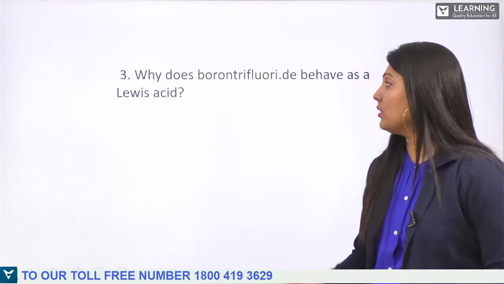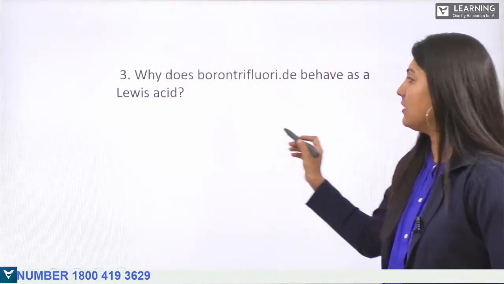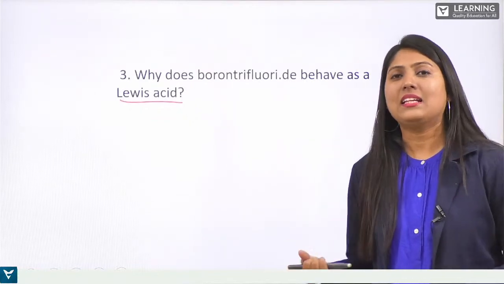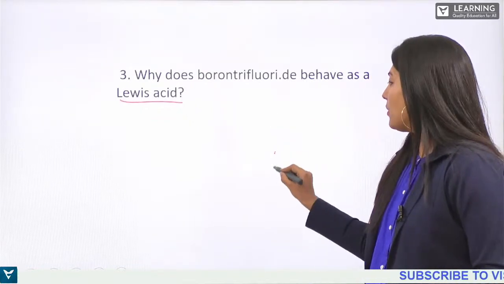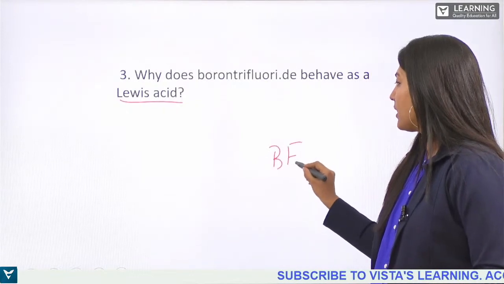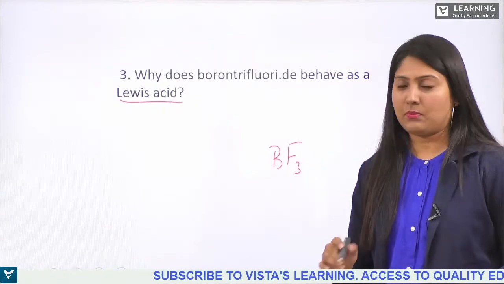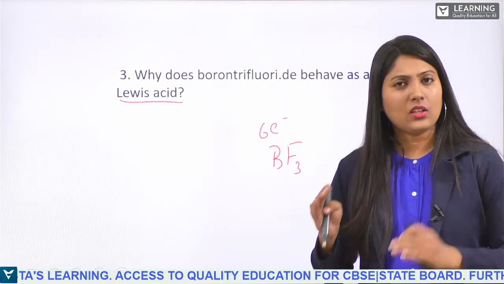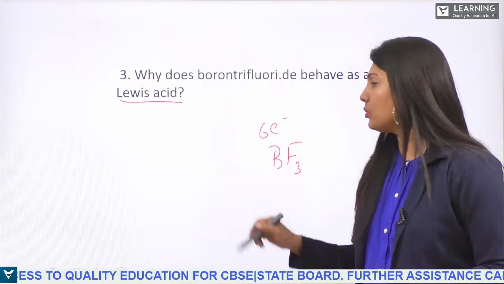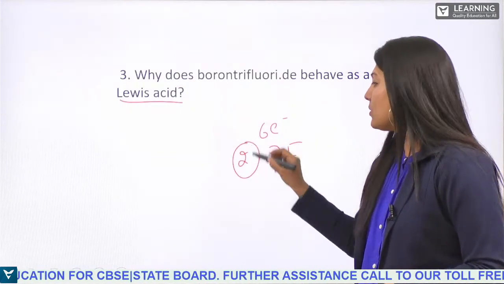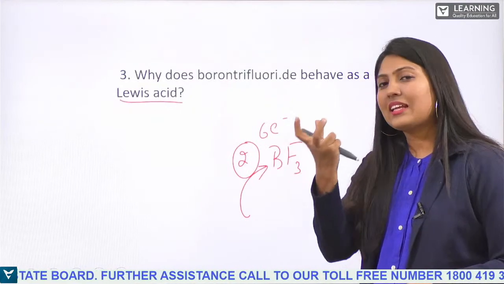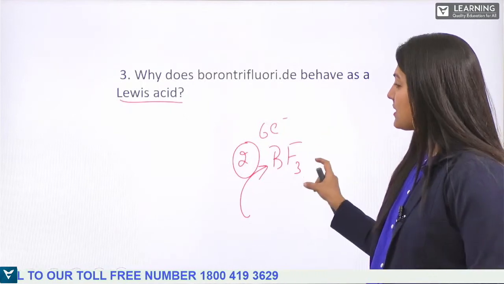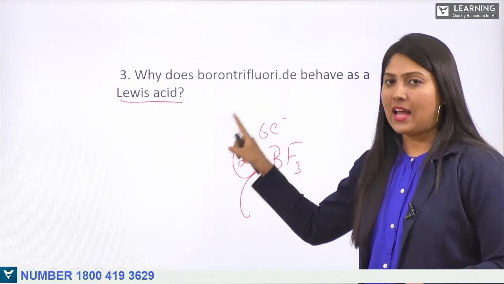Why does boron trifluoride behave as a Lewis acid? What do you mean by Lewis acid and Lewis base? Boron trifluoride is electron deficient because in the outermost shell we have 6 electrons. To attain the octet structure, we require 8 electrons, so 2 electrons are deficient. So this boron can easily attract the lone pair of electrons from the donors, so it is acting as a Lewis acid.